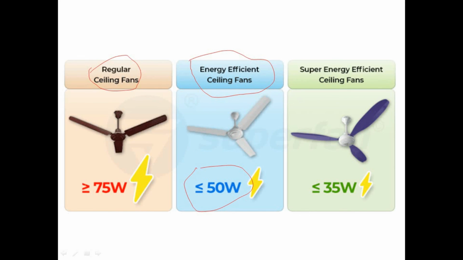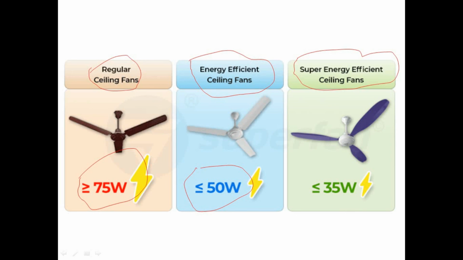If we are using good quality cores, then iron loss will be reduced. If we use more amount of copper, I square R loss will be reduced, but cost will be higher. That's why most of us are not preferring the energy efficient ceiling fan.